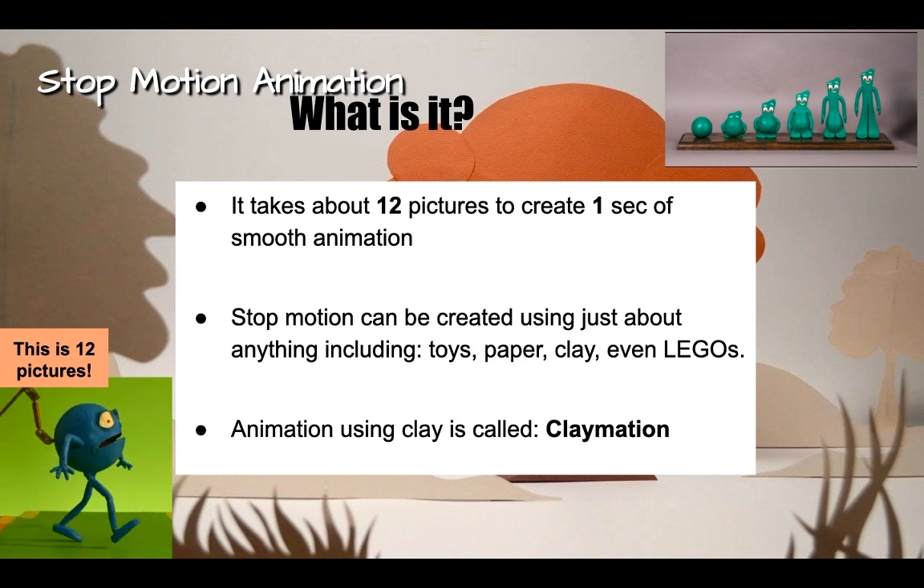It takes about 12 pictures to create 1 second of smooth animation. The picture in the bottom left is 1 second of animation on a loop. So there are 12 pictures that were taken to create that animation. Animation using clay is called claymation.